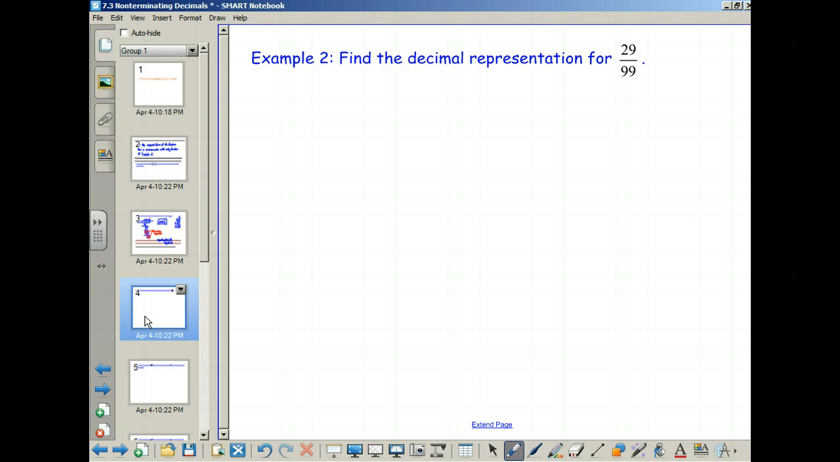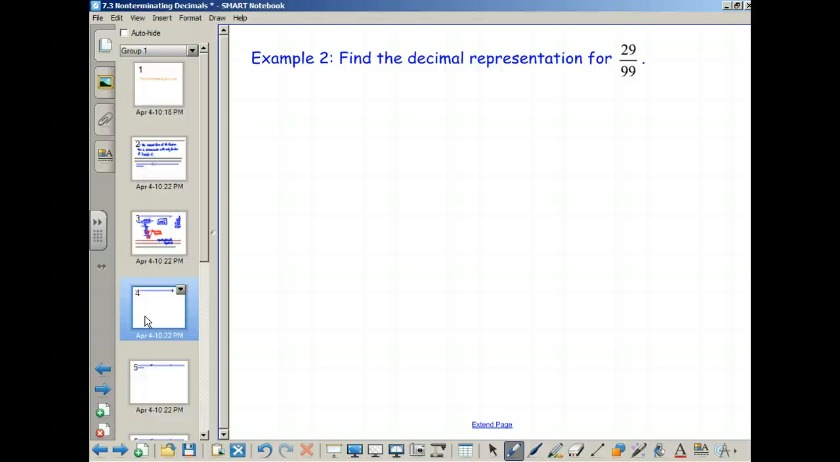All right, so find a decimal representation for 29 divided by 99. We're going to do the division. And I think this is the last one to start with today, because then example 3 actually goes the other direction, turning a decimal back into a fraction.